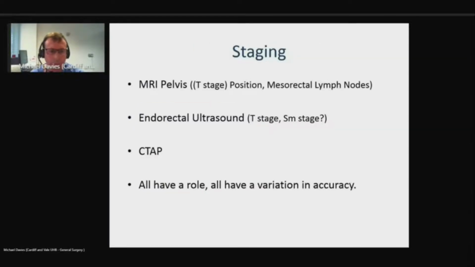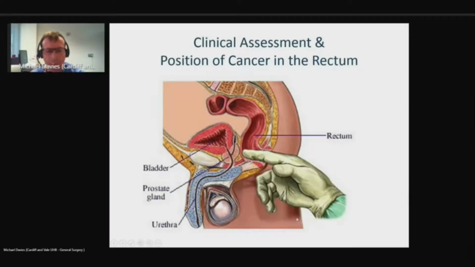Staging, as always, involves MRI of the pelvis. But T-staging is slightly vague, I would say, with MRI, except in very experienced hands. An endorectal ultrasound scan can have an additive benefit. And of course, CT abdomen and pelvis for looking at more distant metastases. All of them have a role, but all of them have a degree of variation in accuracy. Clinical assessment's also important. Where does the lesion lie relative to the anus? And also it's important to know where the lesion lies relative to the peritoneal reflection, which can influence the ability to undertake surgical management.